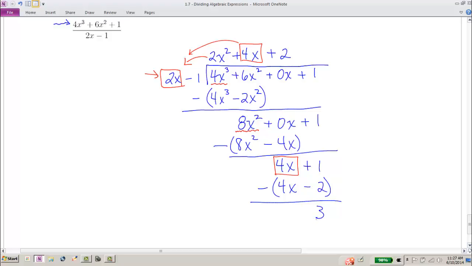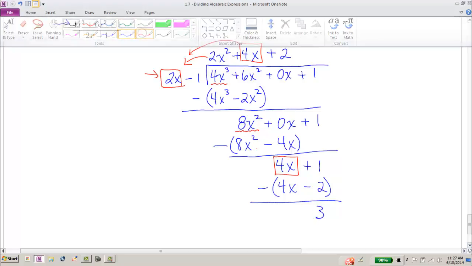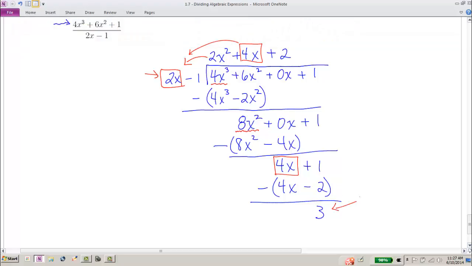Now this is the point at which we're done, and we know we're done because this constant here is technically a polynomial of degree 0 because we have no x's. And our divisor up here is degree 1. So when you're going through the division, at the point at which you end up with an expression which has a degree less than the degree of your divisor, that's when you know you're done.